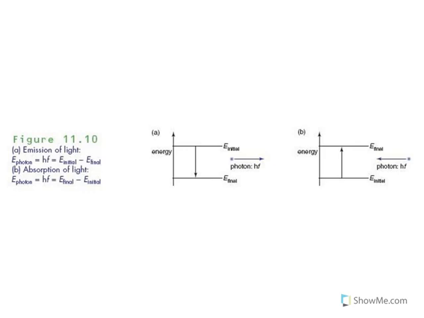Alright, okay, so here's just another little diagram. If you've got an electron up here in an excited state and it drops down here to this one, you get a photon out. If on the other hand you've got an electron down here and you've got the photon of the right energy coming in, that electron can jump up.